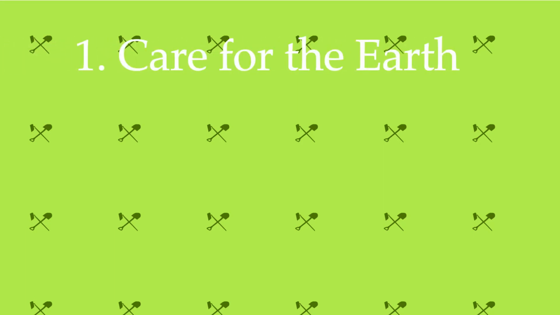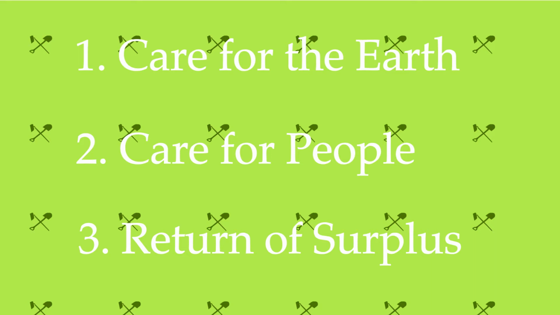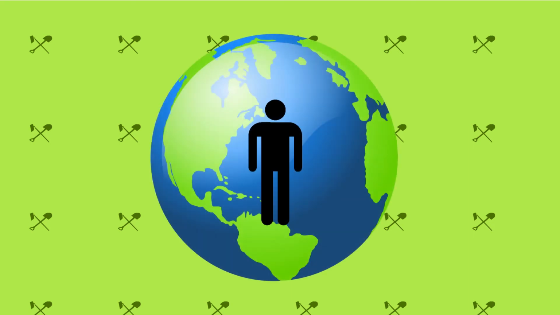1. Care for the earth. 2. Care for people. And 3. The return of a surplus. Permaculture is the means of achieving these three core tenets. In my own understanding, permaculture is a systems design approach to our environment, where we include the earth, ourselves, and our input and output within that system.